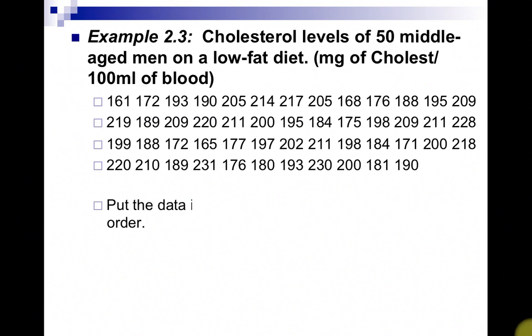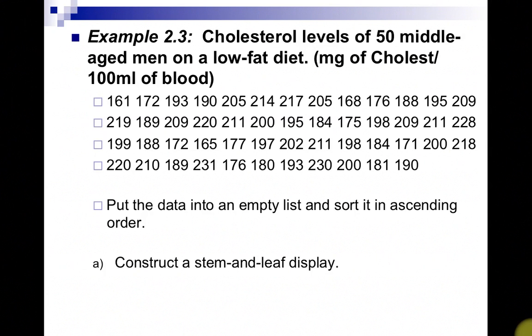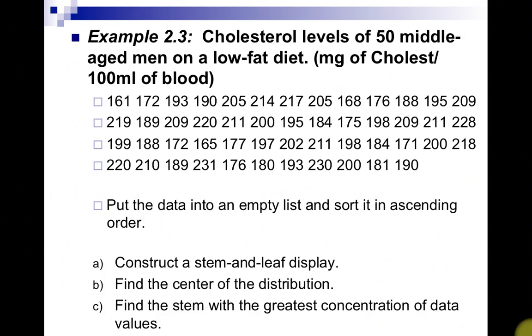So you're going to create a stem and leaf display based on this data now. We already put the data into an empty list, in L1 earlier, and we sorted it in ascending order. We're going to create a stem and leaf display. We're going to find the center of the distribution, the center meaning the center data value of the distribution. And we're going to locate the stem with the greatest concentration of data values.